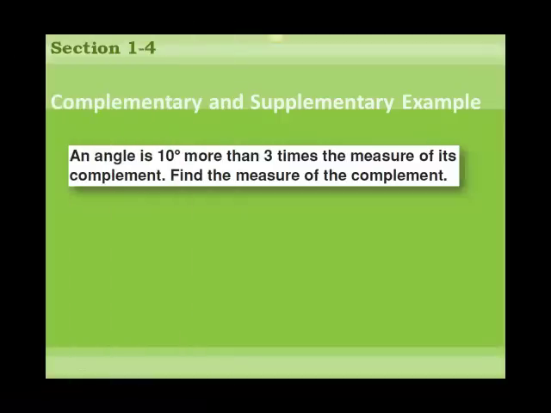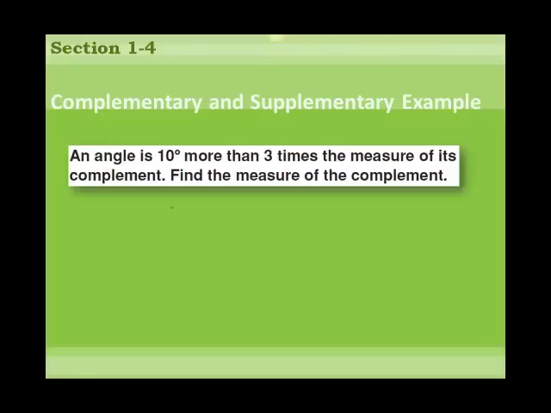Okay, here's another example that deals with complementary and supplementary angles. So let's read it first. An angle is 10 more than 3 times the measure of its complement. Find the measure of the complement. For this one, there's probably several ways you could do it. I like to identify the angle and the complement first and then set up an equation.